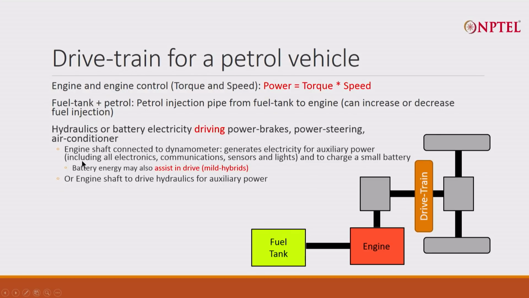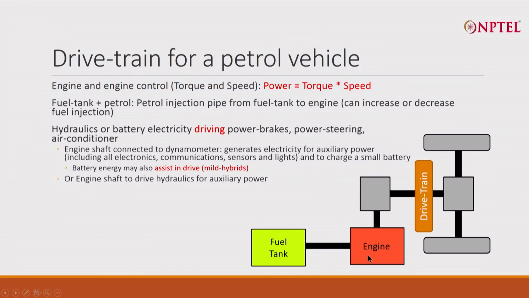So, in the first case, the conventional case, the engine shaft is connected to hydraulics; in the second case, the engine shaft is connected to a dynamometer. A dynamometer will convert motion into electricity, and this electricity is what is used for auxiliary power, including for electronics, for any communication, sensors and light, and it will charge a small battery, and that power from the small battery could drive power brakes, power steering, even the air conditioner if a dynamometer is put. Alternatively, of course, the electronics and communication and lights and sensors will always require electric power. Hydraulics alone will not be enough, but other things like power brakes, power steering and air conditioner could be driven either by hydraulics or electric power.